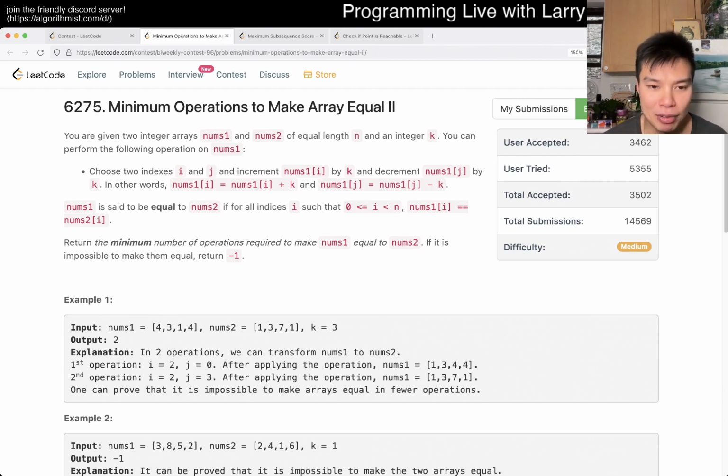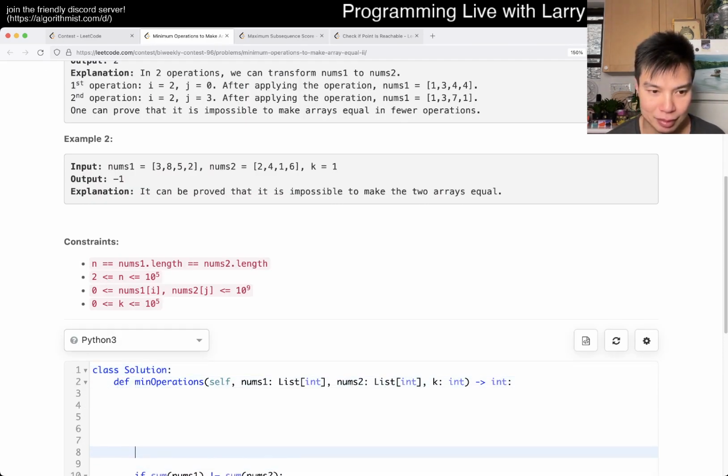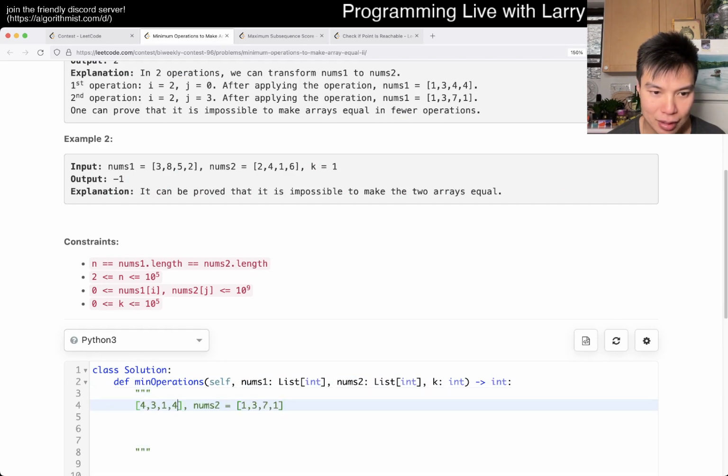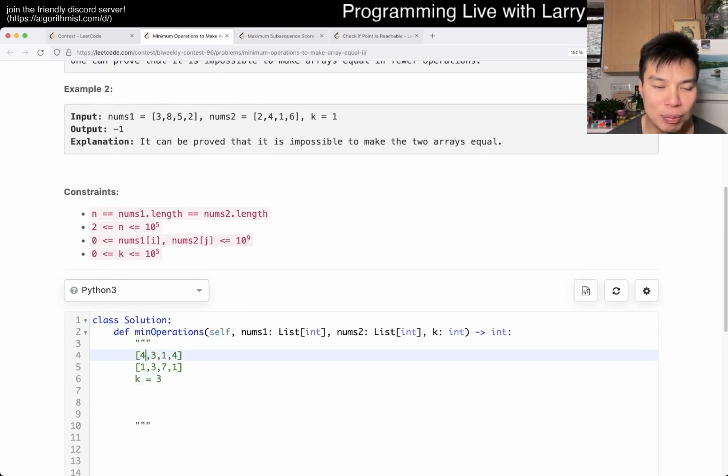What do I mean by that? That means that, for example, let's say we have this input and k is equal to 3, right? What does this mean? That means that in order to move 4 to 1, you have to subtract 3 from 4. There's no decision, right? There's only one way to get to 1. There's no choice. So you make one move.